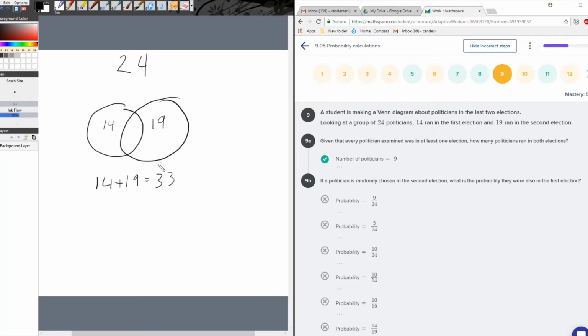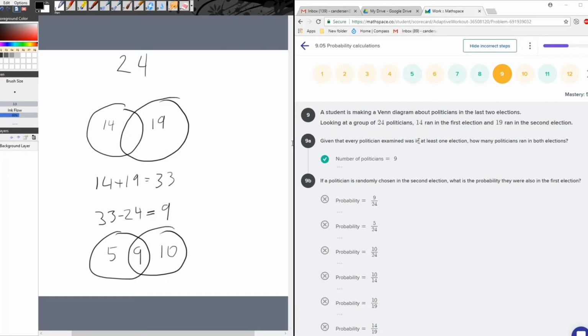So we need to find how many people go in the middle. So 33 people minus 24 is equal to 9. So we've counted 9 people twice. So that means we have to redraw our Venn diagram with 9 people in the middle. And we need to work out what's left. So there's 14 people in this circle. So 9 plus 5 is 14. And 9 plus 10 is 19.